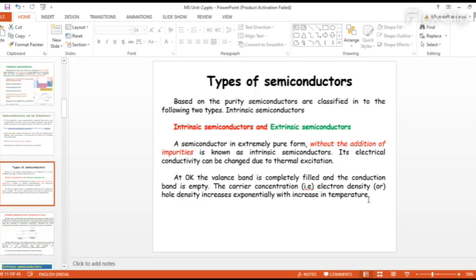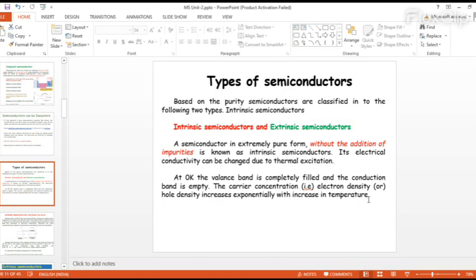Types of semiconductors. As we discussed earlier, there are two types: intrinsic semiconductors and extrinsic semiconductors. An intrinsic semiconductor, without any addition of impurities, means their own electrons can be involved in the conduction process.